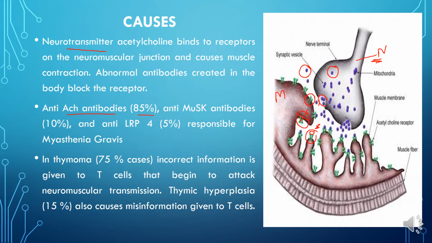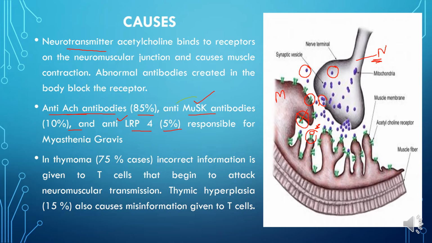myasthenia gravis, due to these anti-acetylcholine receptor antibodies. Though there are also many other antibodies, those against MuSK or LRP4. These are responsible for 10% and 5% of cases of myasthenia gravis. Now, this MuSK, which is the muscle specific kinase, and this LRP4, which is the low density lipoprotein receptor related protein, these two I'm drawing in a different color.